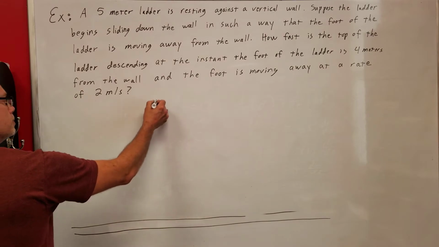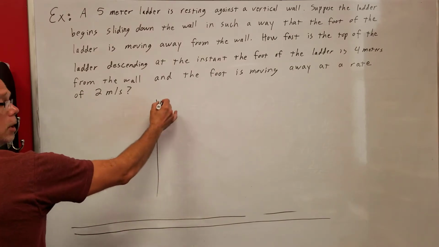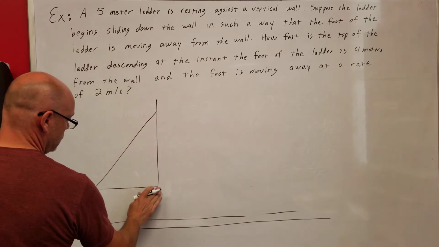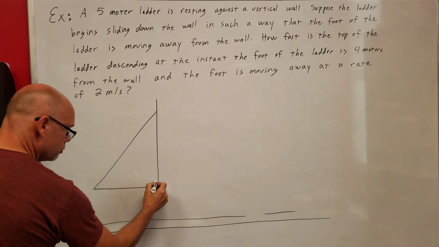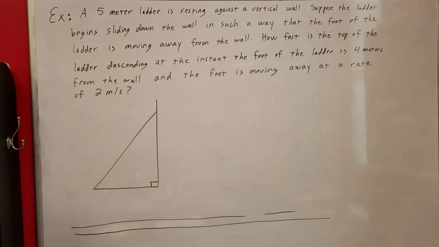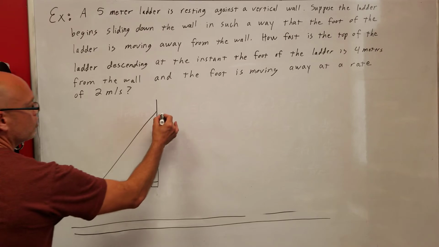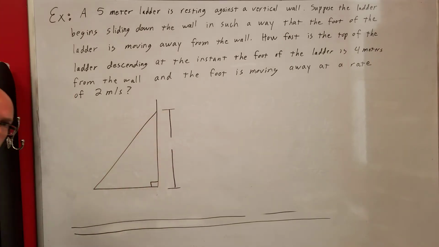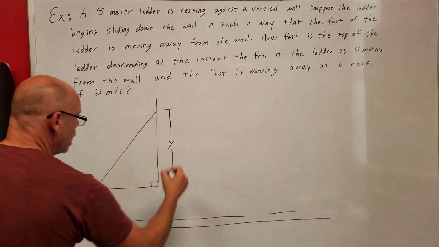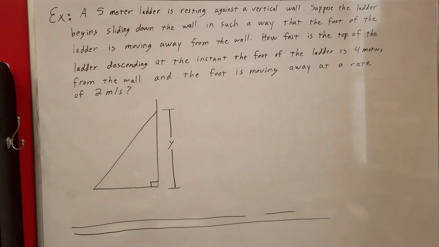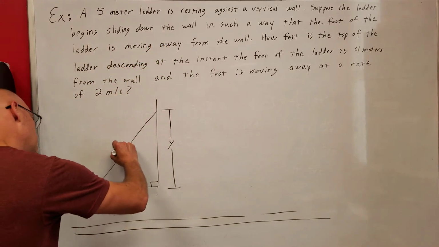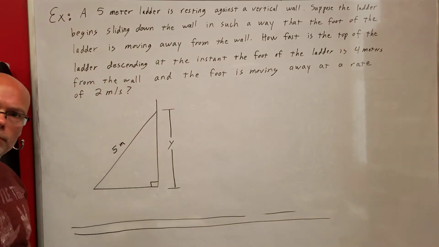So let's draw a picture. Here's my wall right here, okay? Here's my ladder. Let's suppose that we have the ground that's level, so I'll get a 90-degree angle right there. Now, here's how far up the wall my ladder is. I'm going to call that y, how far up the wall my ladder is. Let me see if I can label anything else. A 5 meter ladder, so I'm going to call this ladder 5 meters.